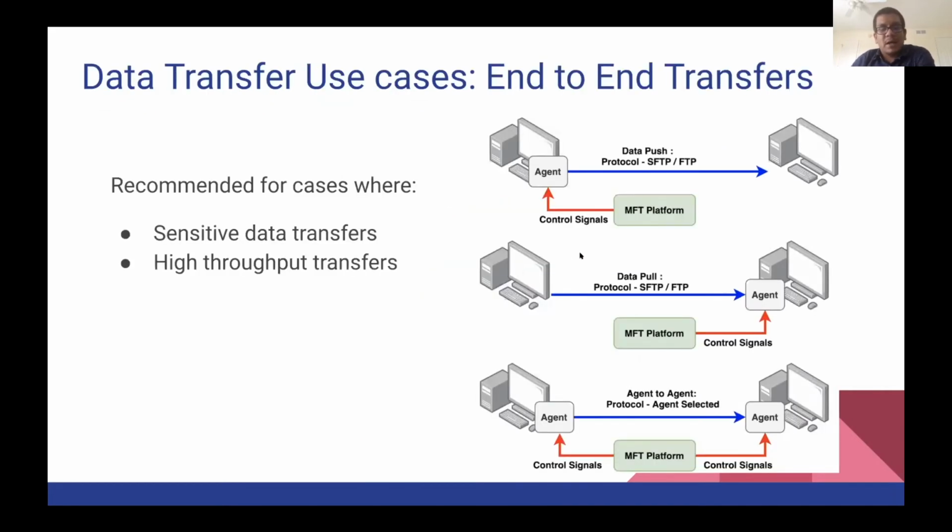This is a very simple diagram which shows the previous use case. We call it end-to-end transfer. To do the end-to-end transfer, you should have an agent installed on either side, or you can have agents installed on both sides. It's your preference. The MFT platform is sitting outside and sending the control signals, and the data path is only between the two endpoints. This is recommended in cases where you have sensitive data transfer requirements. Even if you need high throughput data transfers, you can use that because there's no third party entity involved in the transfer.